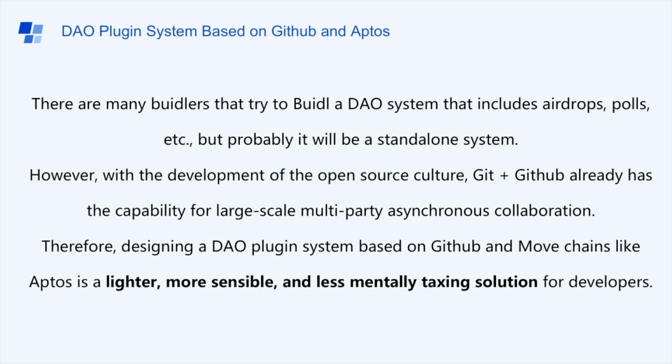However, with the development of open source culture, Git and GitHub already have the capability for large-scale multi-party asynchronous collaboration. Therefore, designing a DAO plugin system based on GitHub and Move chains like Aptos is a lighter, more sensible, and less mentally taxing solution for developers.